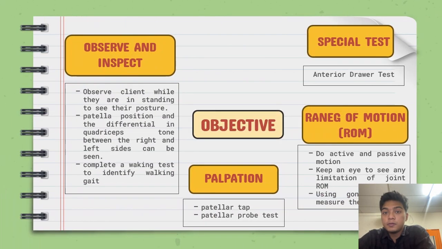For the objective part, first is observation and inspection. First things first, the client should be standing. As you observe them, we want to learn about the client's typical posture while they are standing. So we ask them to stand like normal standing. From this observation, we may determine if the client's knee is more in the valgus position or more in the varus position while she stands.